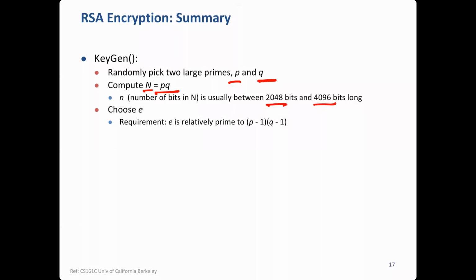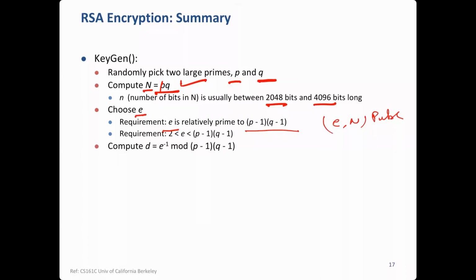Once he decides on P and Q, he can find E, a relative prime of (P minus 1)(Q minus 1). So now E and N become the public key. And then he can calculate D, which is the private key, as the inverse of E mod (P minus 1)(Q minus 1). So this is the private key of Bob.